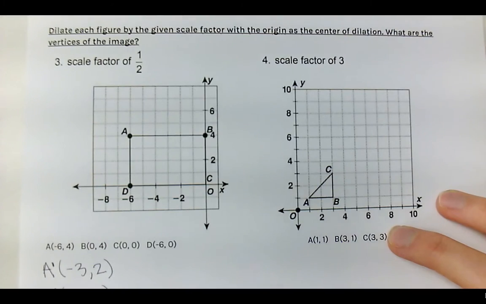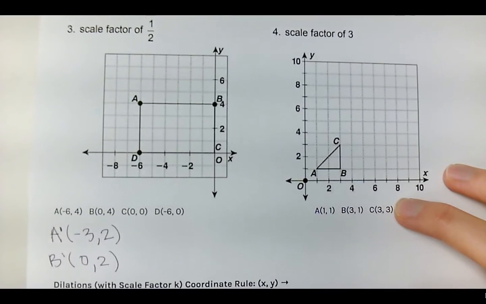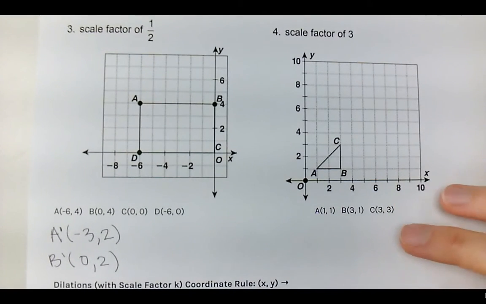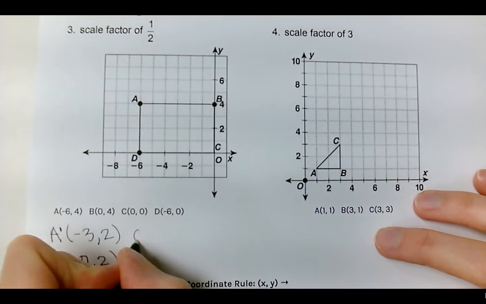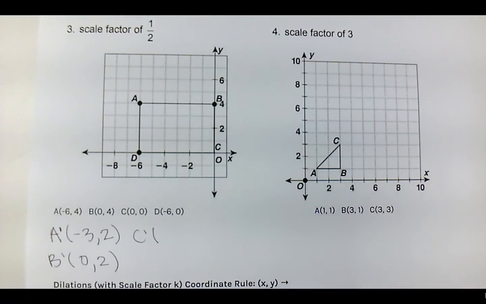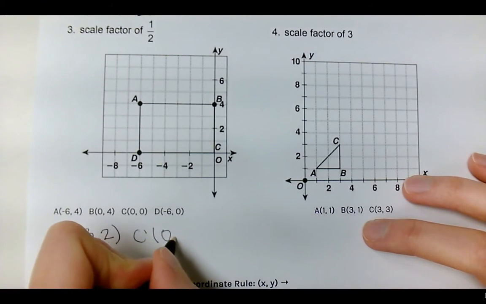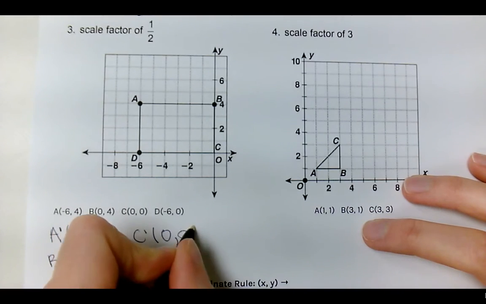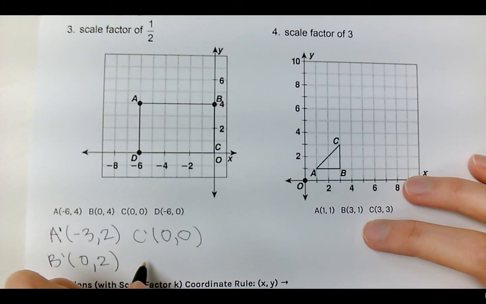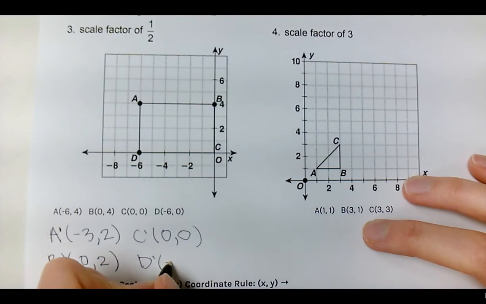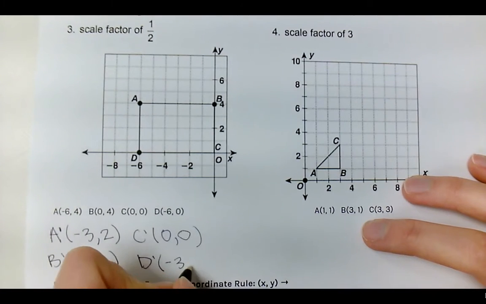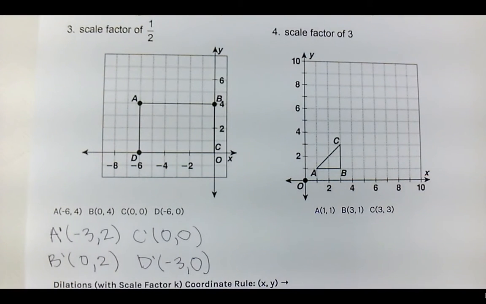So again, I'm just taking the scale factor for this problem, 1/2, and I'm multiplying it by both my x and my y coordinate for each of my points. So C prime, well, that's 0, 0. So those are both going to stay 0, 0 because 0 times anything is 0. And then D prime, I'm going to multiply -6 times 1/2, so that's -3. And then 0 times 1/2 is 0. So those are the new points for our dilated image, dilated with the scale factor of 1/2.